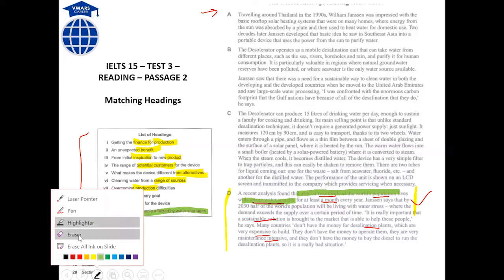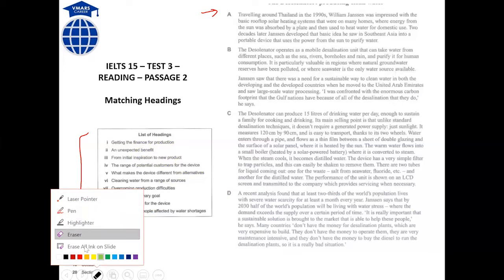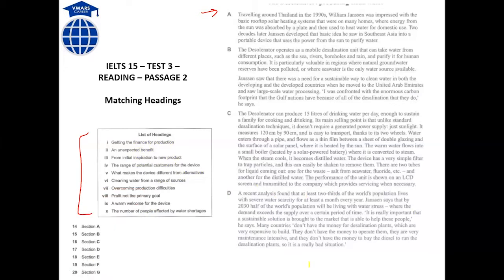I think I should remove the other highlights and highlight the related part that matches with the heading with the yellow highlighter. So this is severe water scarcity, world population. These lines are a clear match with this. So for D, 10th is the right heading. Now moving on to one more paragraph so that you understand it better.